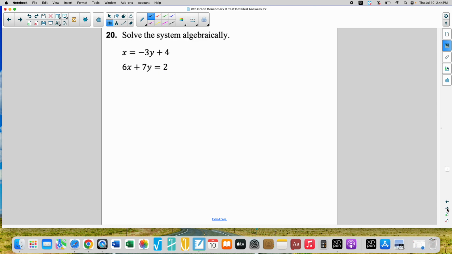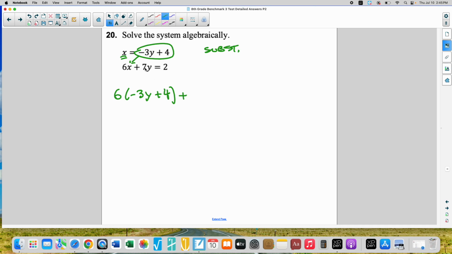Solve the system algebraically. Since we have an equation that is isolated for the variable, we're going to use the substitution method. Substitution. We're going to take this value for the x and substitute it back in here. We can't solve either of these equations because there are two variables. But if we isolate one and then substitute it back into the other, instead of writing x, we write -3y plus 4. Plus 4.